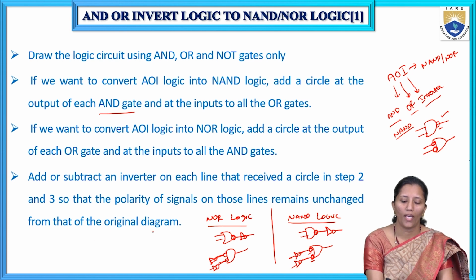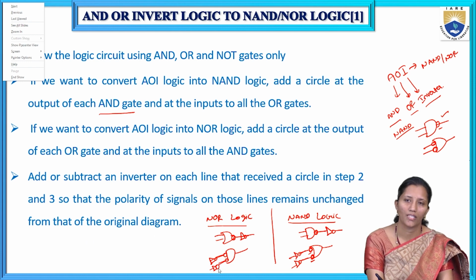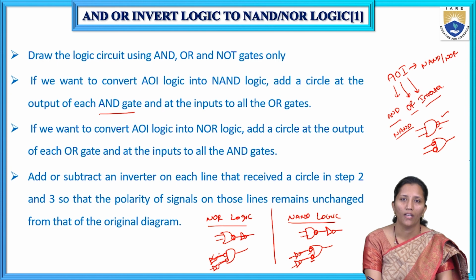So that the polarity of the signals on these lines remains unchanged from that of the original diagram. Again, if we have 2 inverters in the same line, we have to remove those inverters, and whatever NOT gates are there, we have to represent those in terms of NOR for NOR logic and NAND in NAND logic. So this is the procedure to convert the AND OR invert logic circuit into NAND or NOR realization. In NAND realization, the circuit should be represented by only NAND gates. If it is NOR realization, the logic circuit should be represented in terms of only NOR gates.